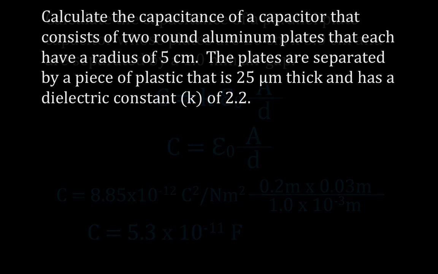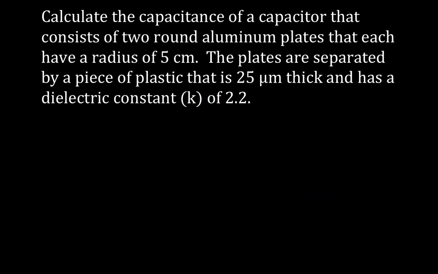Okay, we'll do one with the dielectric, of course, and we're going to calculate the capacitance of the capacitor. It consists of 2 round aluminum plates. Each has a radius of not 0.5, but 5 centimeters. The plates are separated by a piece of plastic. That piece of plastic is 25 micrometers thick, and that plastic, which is the dielectric, has a dielectric constant K of 2.2. Okay, we're going to get out the same equation.